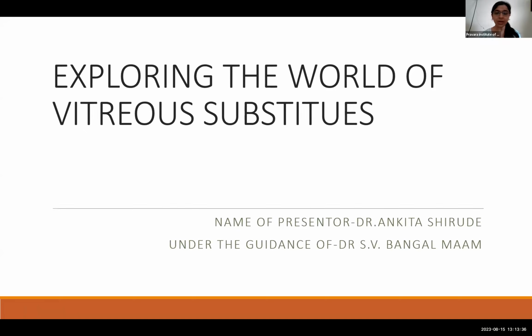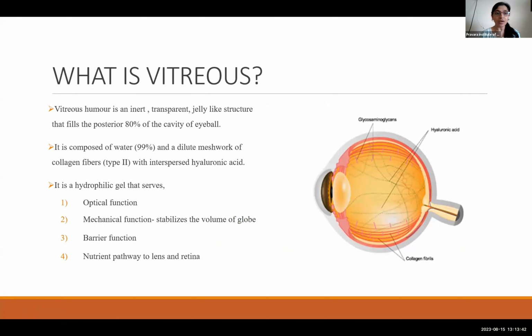Good afternoon, everyone. My name is Dr. Ankita Shirude, and I will be discussing vitreous substitutes. So what is vitreous? Vitreous is an inert transparent jelly that fills the posterior cavity of the eye. It is composed of water, collagen, and hyaluronic acid. It is a hydrophilic gel that serves optical, mechanical, barrier, and nutrient functions.